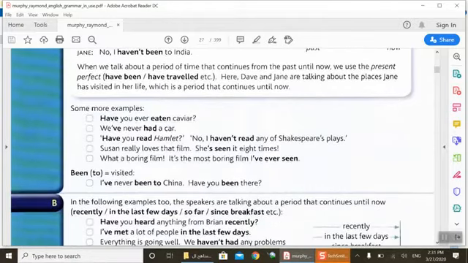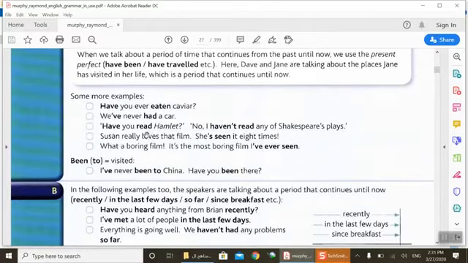Okay. From the past to now. Have you read Hamlet? (The speaker translates: have you read the play Hamlet.) Have you read Hamlet? I haven't read any of Shakespeare's plays. Okay. Have you seen, for example, Titanic?